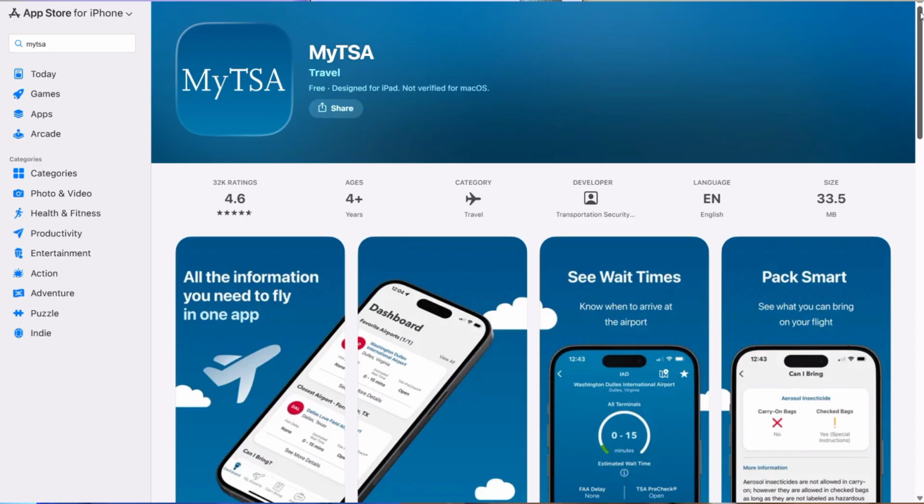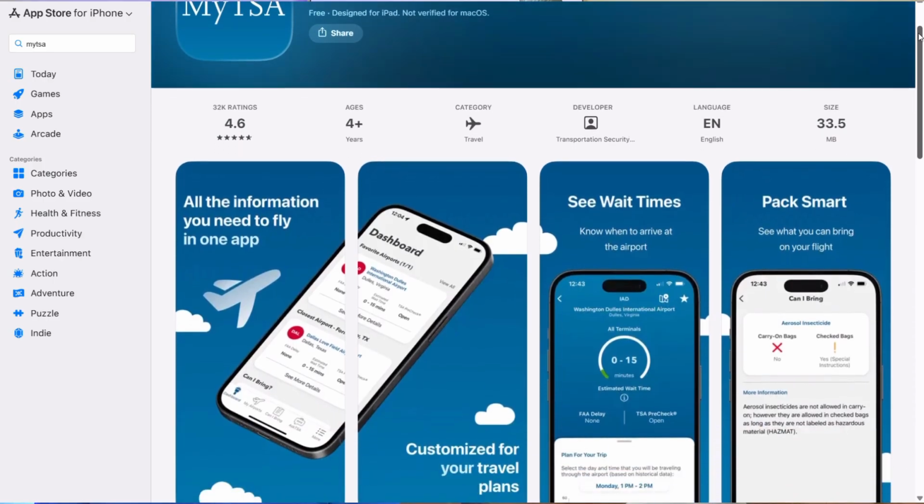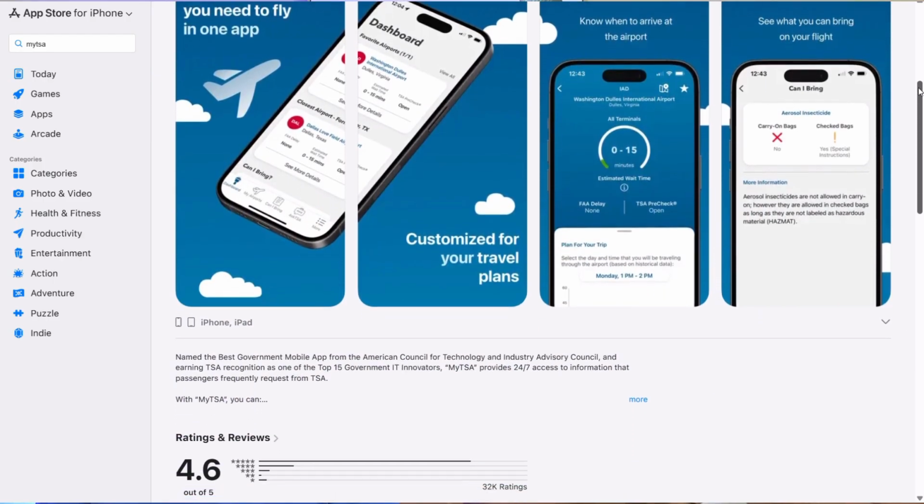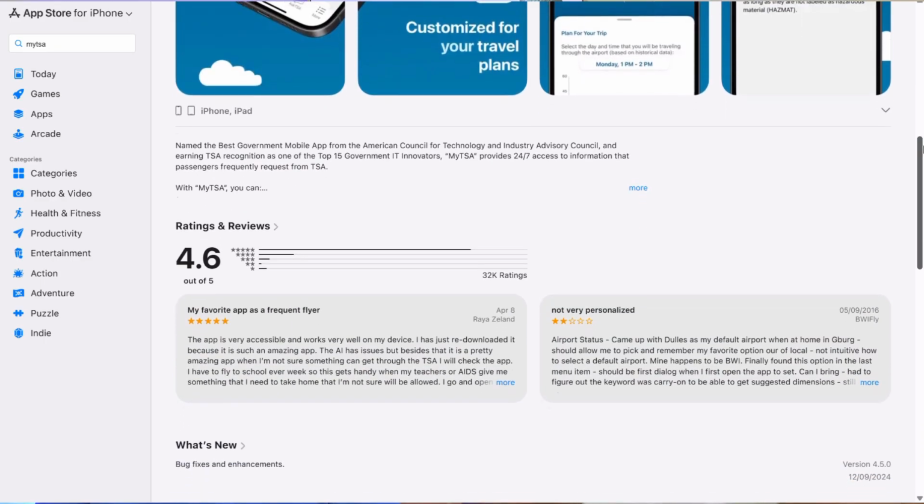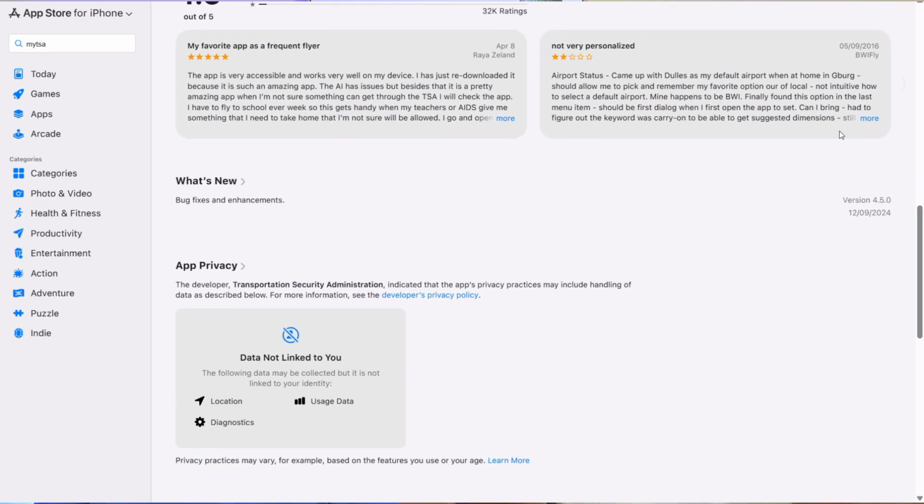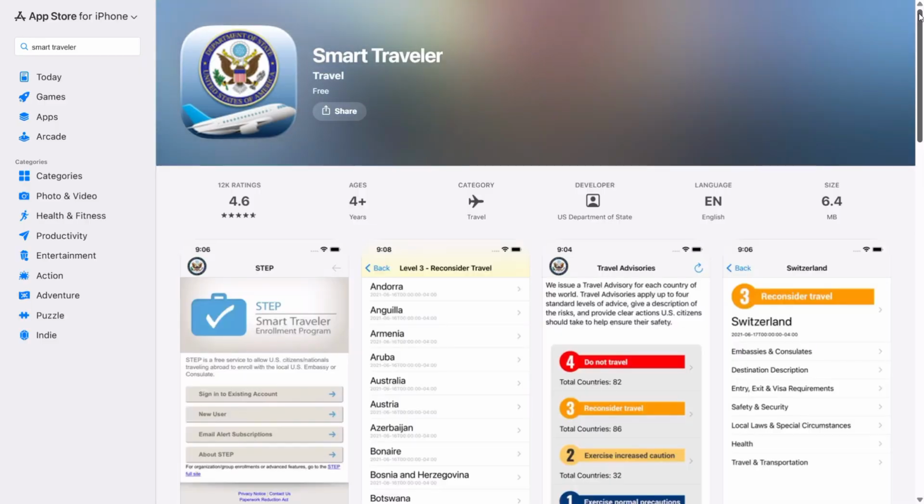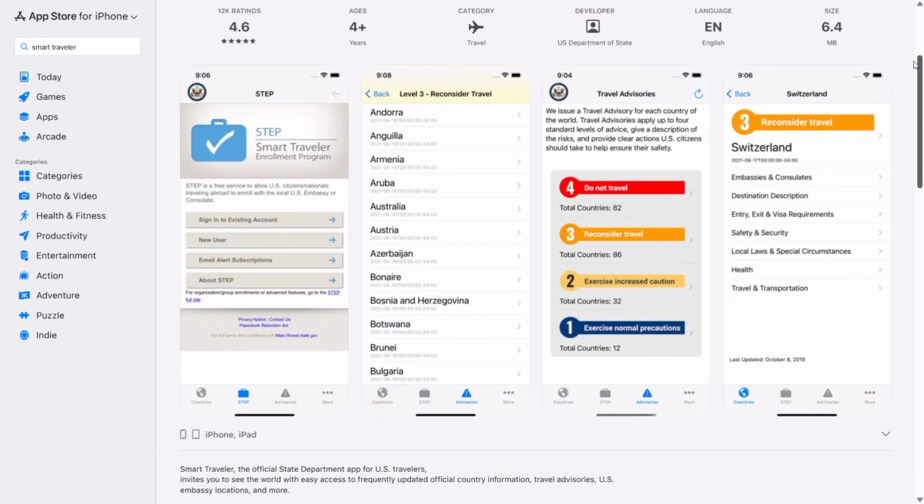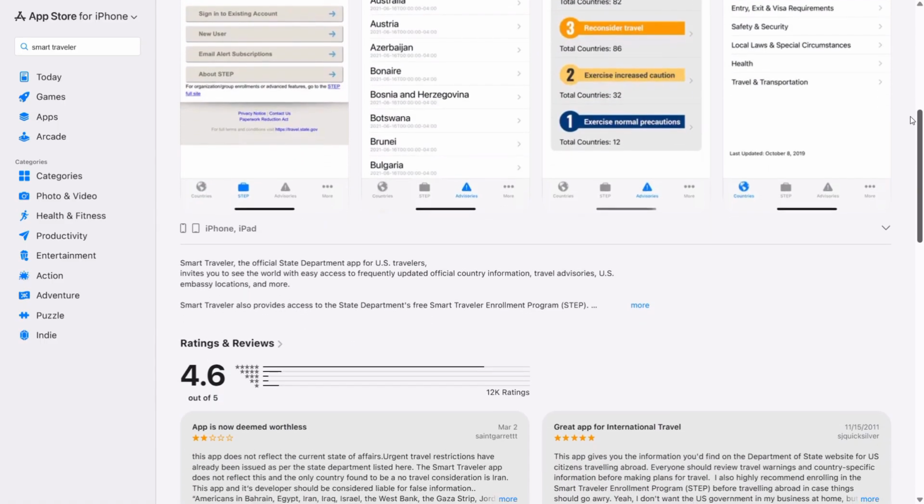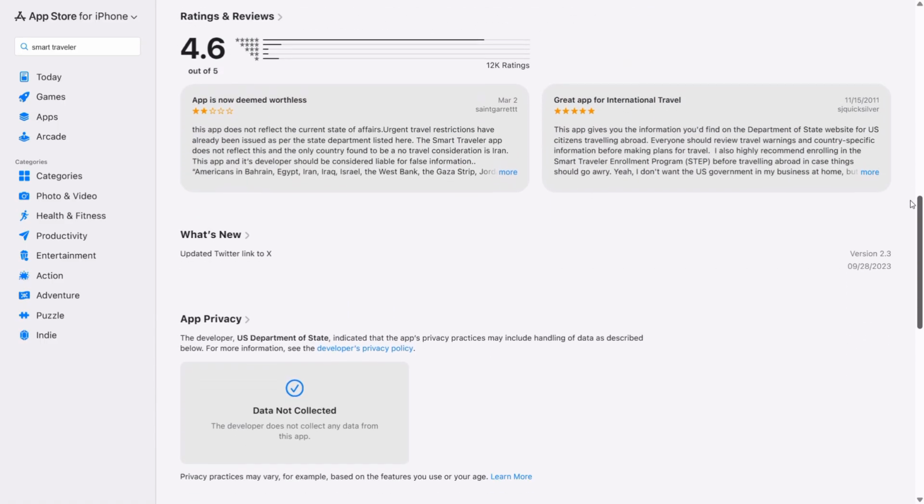Also, MyTSA, that app is critical for being able to see what you can bring on the plane, not on the plane. It also allowed us to put in our known traveler number for our boarding passes when we were using our Global Entry. Another one is Smart Traveler. I believe that's one for the State Department. You put your information there as well, and you can see what's going on around the world for the State Department.